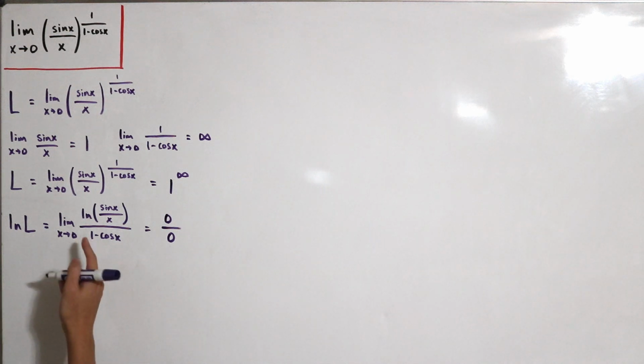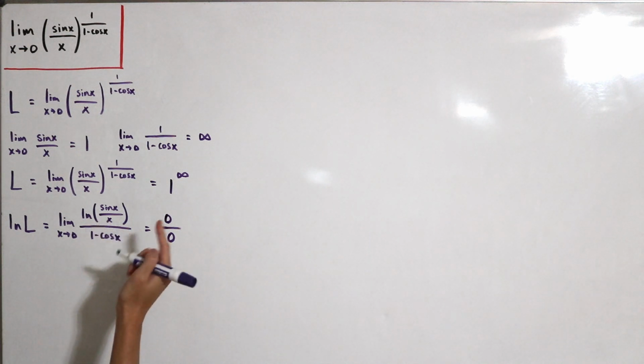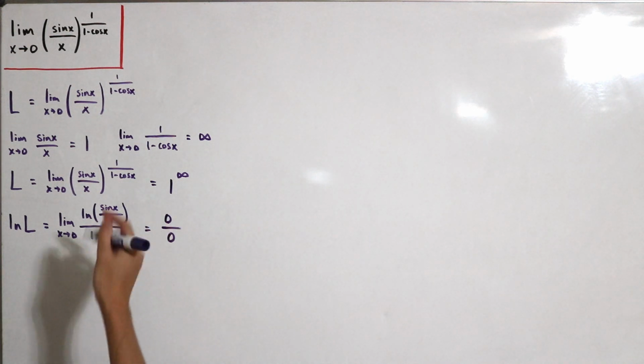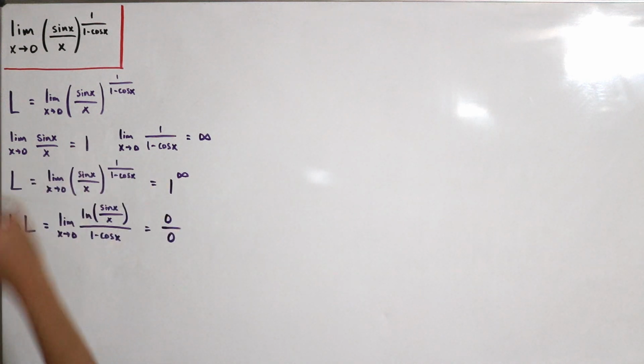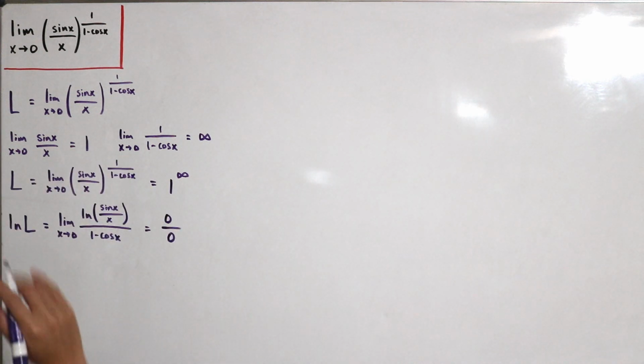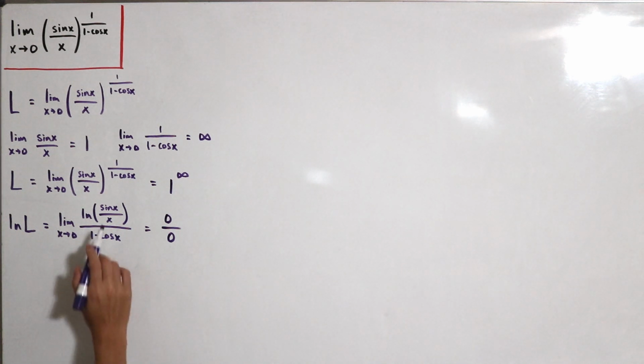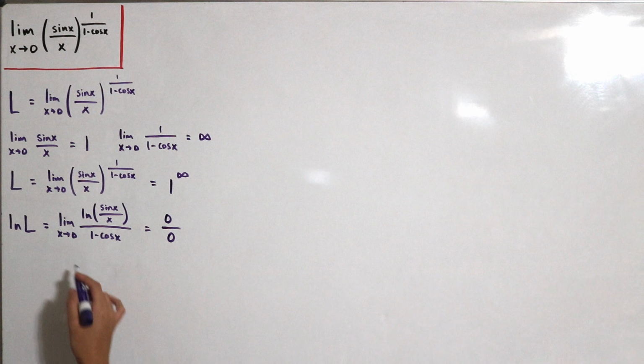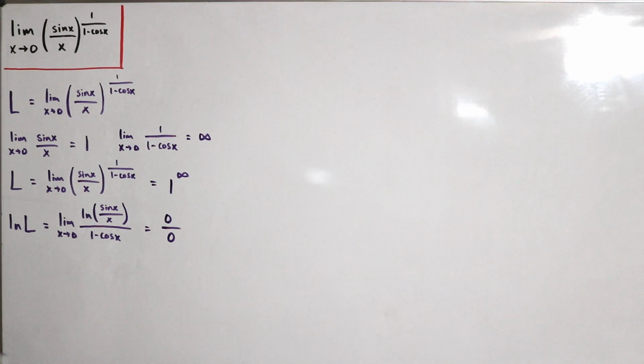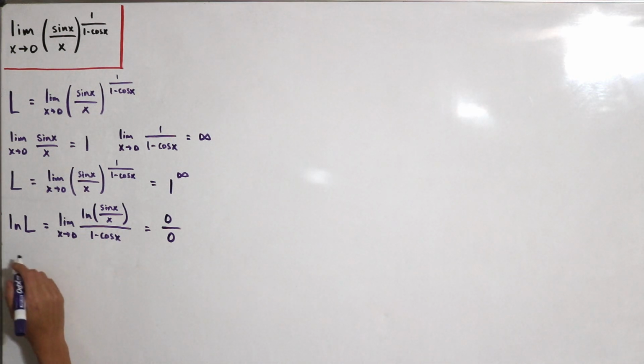L'Hopital's rule says that if you have an indeterminate form, be it 0 over 0, infinity over infinity, or even negative infinity divided by negative infinity, you take the derivative of your numerator and divide by the derivative of your denominator, under the same limit.